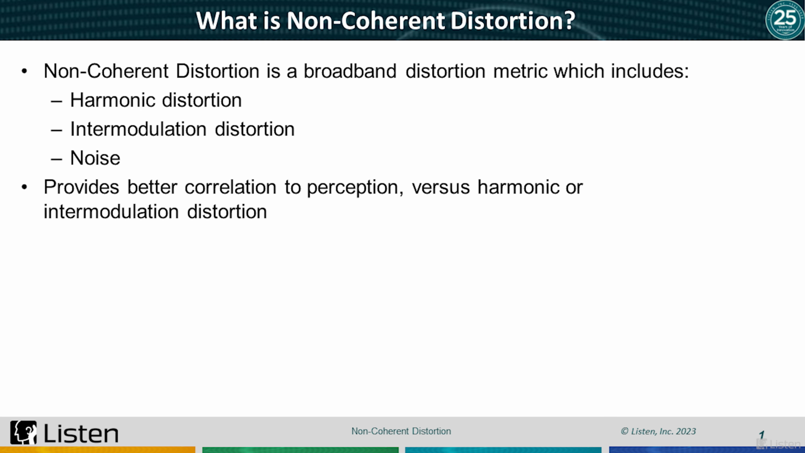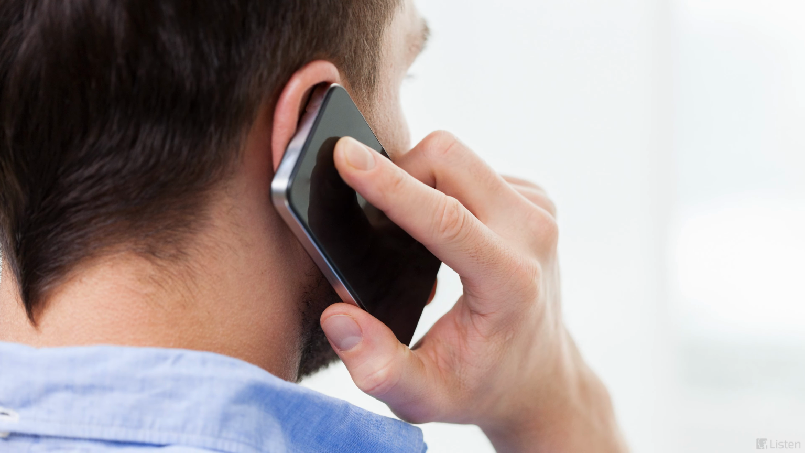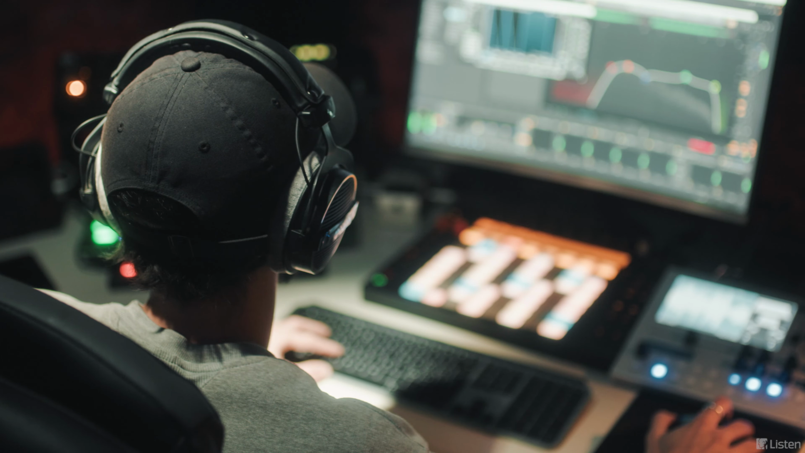It offers better correlation to perception than harmonic or intermodulation distortion alone, and it can be used with real-world test signals such as speech and music, as long as there is enough energy in the frequency range of interest. Otherwise, you might just be measuring background noise.